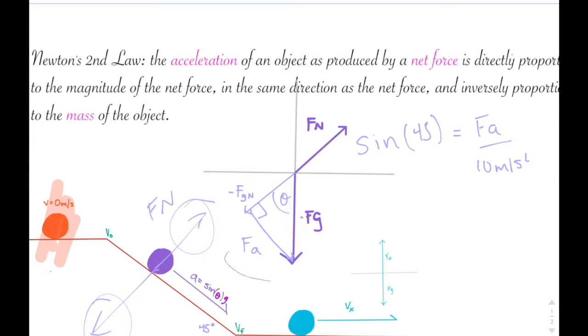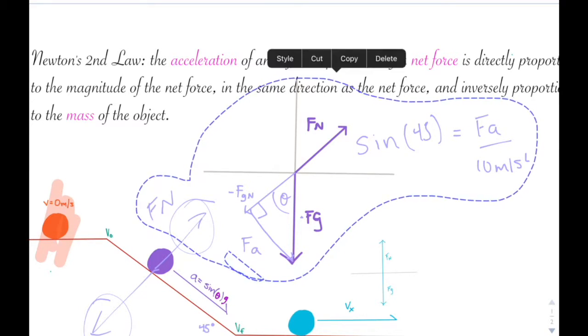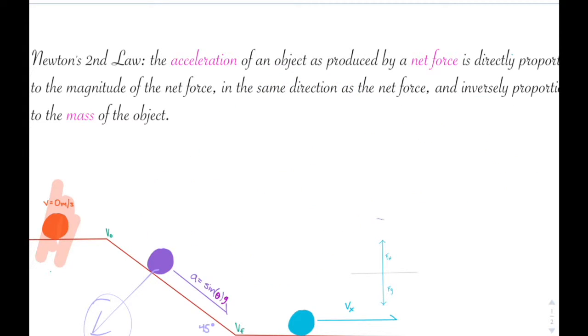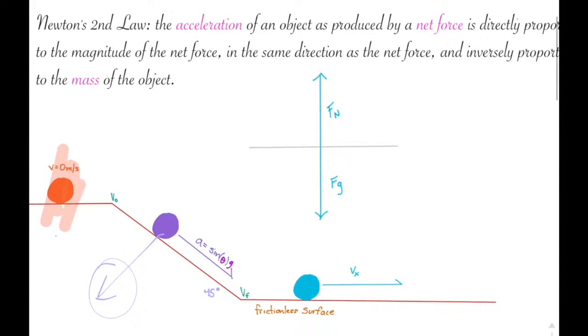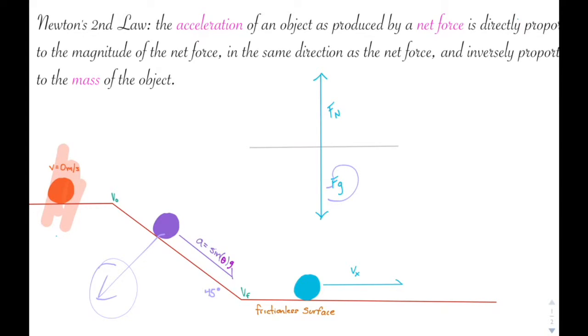Now let's take a look at the final scenario that you're going to notice is very similar to the first scenario. In this final scenario, we've got a free body diagram that is identical to the free body diagram of the orange ball. We've got the force of gravity going straight down. We're going to call that negative Fg again. And then we've got the normal force directly upward. So that means that our net force is equal to 0 newtons. And if our net force is equal to 0 newtons, that means we don't have an acceleration.